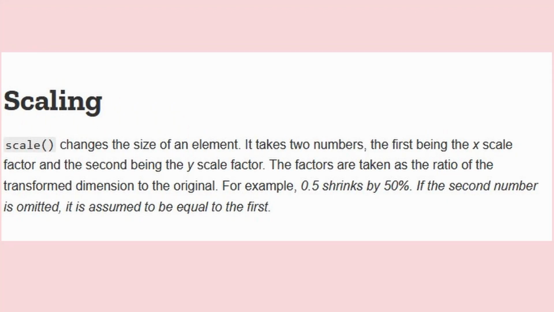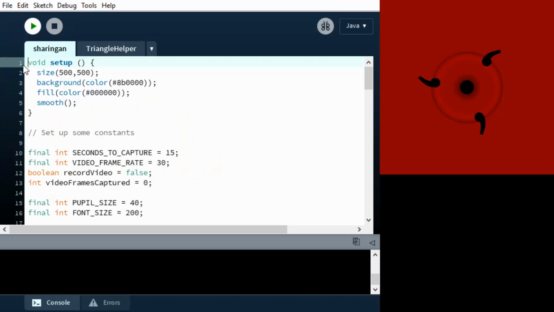So anyway, let's just jump into the code. I hope you enjoy. So to build the Sharingan, the first thing that we did is make this void setup method.